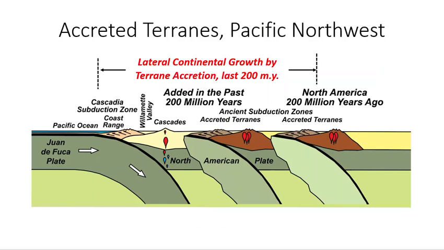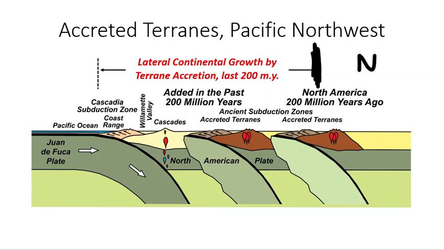And it turns out that the edges of pretty much all of the world's continents are composed of a series of these fault-bound tectonic slivers that we call terranes. And we certainly see this in the Pacific Northwest along the edge of the North American plate. And you can see that before about 200 million years ago, literally the edge of the North American plate was right here.